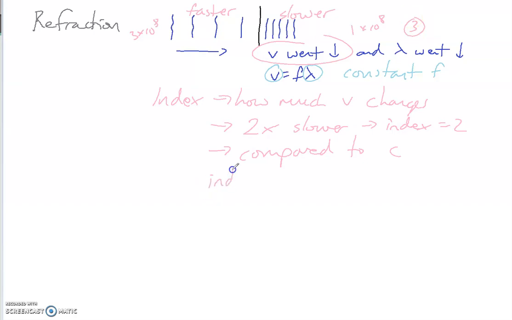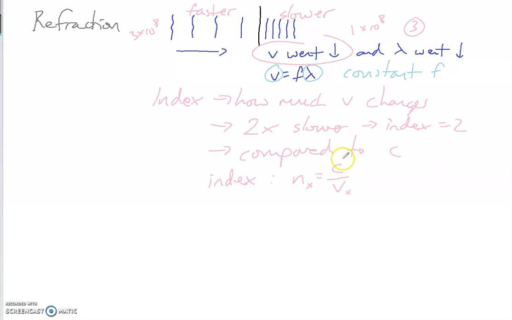So to find the index for a material, and the symbol for index is a lowercase n, all you do is you take the speed of light in a vacuum and you divide it by the speed of light in the material, whatever it happens to be, and that tells you the index. Okay, so if this got 3 times slower, the v would be 3 times less, and c divided by this would give you a value of 3. Okay, so the index of a material is c divided by the speed, and you often see the speed as vx, because x just represents whatever material you're talking about.